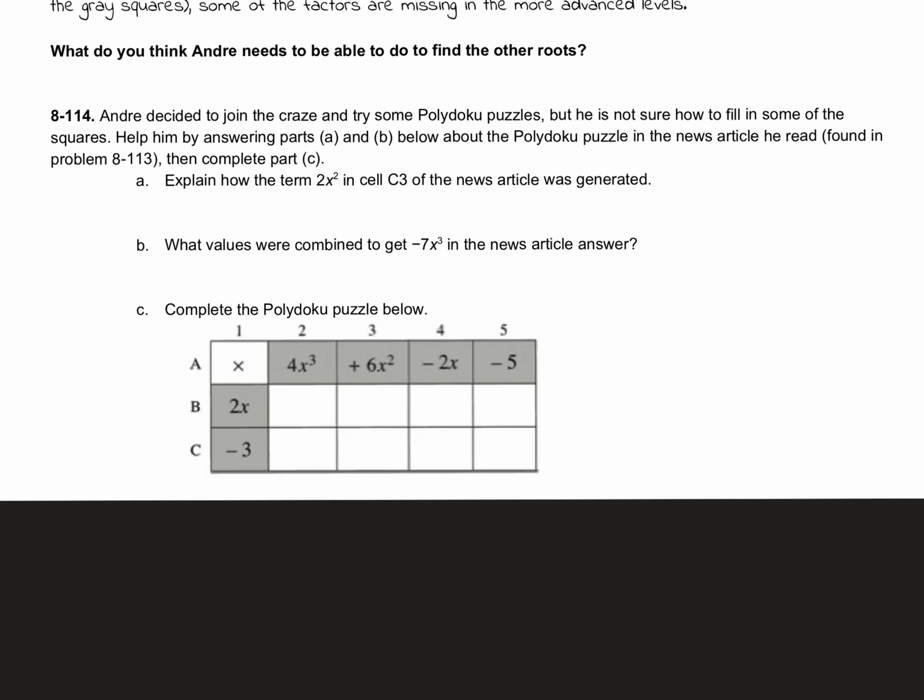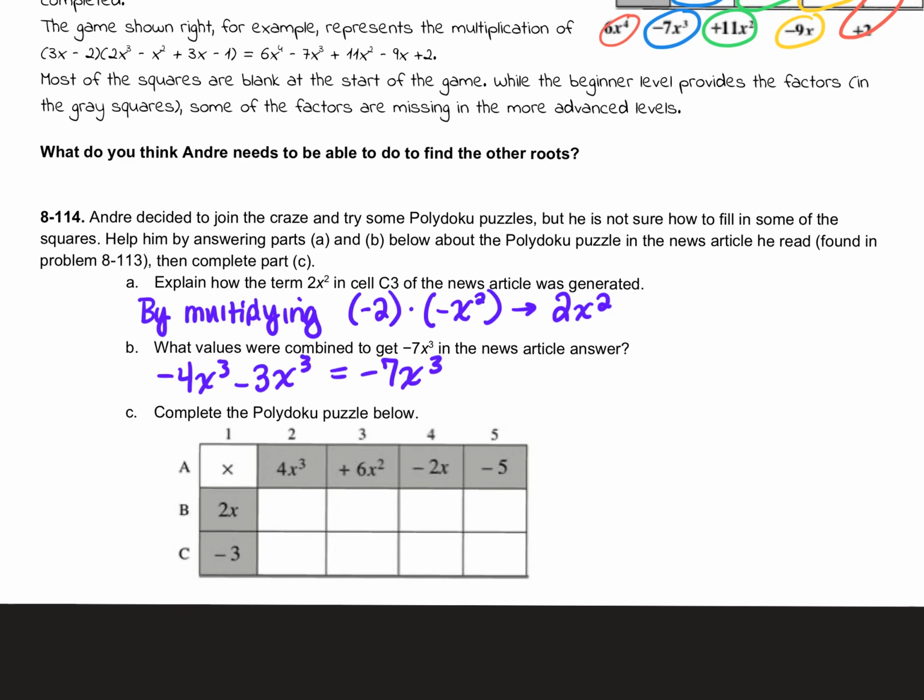So he comes across this polydoku puzzle and he wants to fill in some of the squares. Take a moment, pause the video, and see if you can answer parts A and B. Come back, check your answers, and then we'll look at how we could work through this puzzle. So hopefully those were pretty easy to figure out. We just multiply just like we would if we were multiplying out polynomials together.